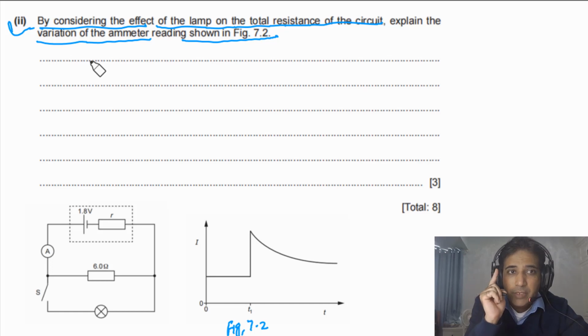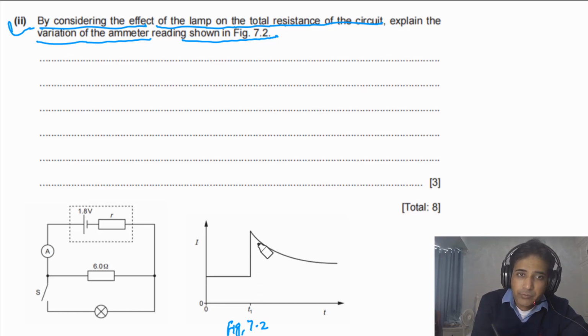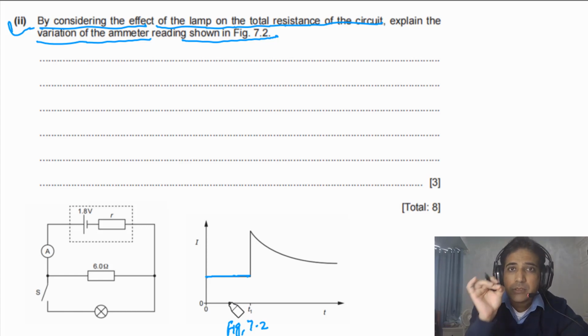Explain the variation of the ammeter reading shown in figure 7.2. I mean, how is this ammeter reading changing? You can see here until this point the current is constant. So what does it mean? It means that resistance is constant.